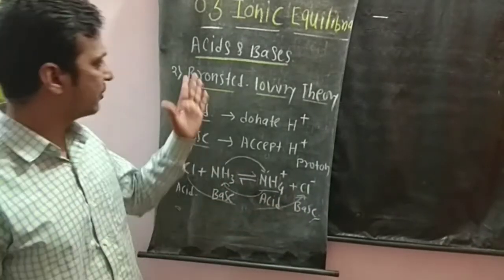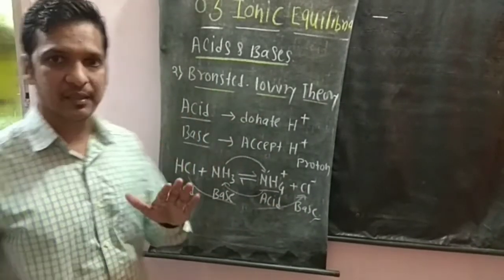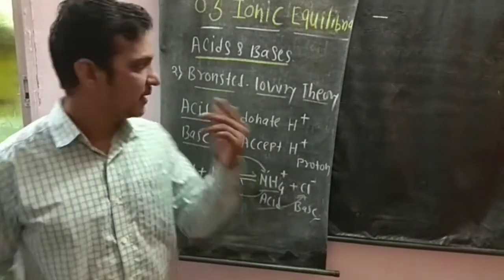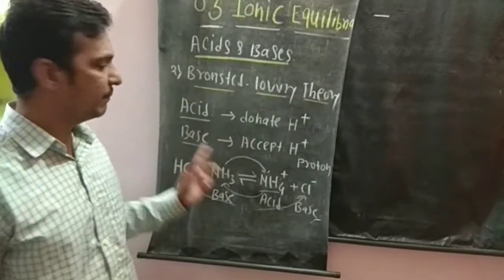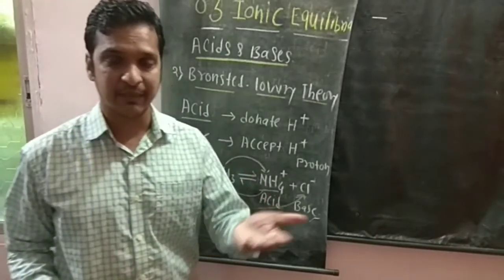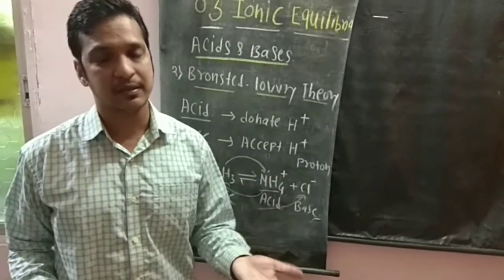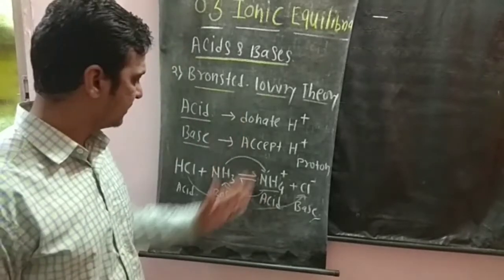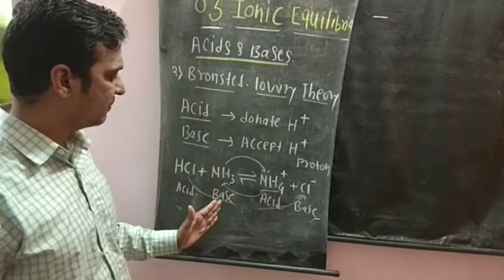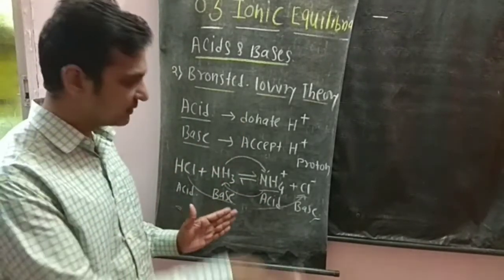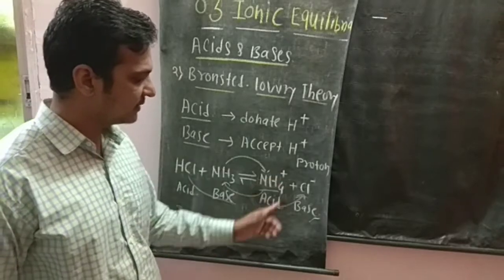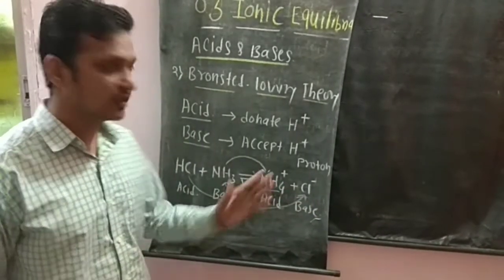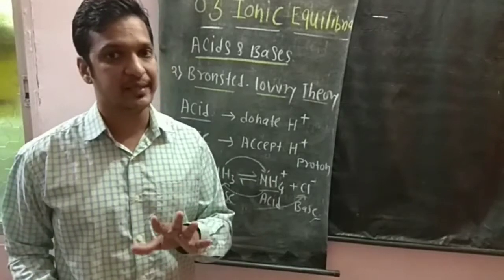So according to the Bronsted-Lowry theory, acid is a substance which donates a proton, H plus, to the other substance. And base is a substance which accepts H plus, or a proton, from another substance. So according to this theory, HCl is an acid, NH3 is a base. And when I reverse the reaction, NH4 plus is an acid and Cl minus is a base. Now this reaction contains two pairs of acid and base.